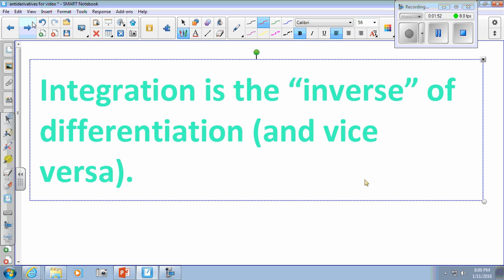Integration is the inverse operation of differentiation. So if I have an equation with a derivative in it and I need to get back to the original, I use the inverse. Just like when you're solving equations, if you had x plus 2 equals something and I needed to get the x isolated, then I would use subtraction, because subtraction and addition are inverse operations. Well, integration and differentiation work the same way. They are inverses of each other.